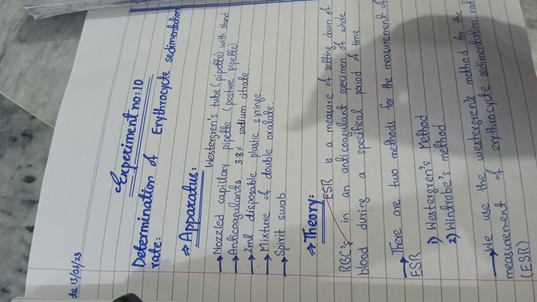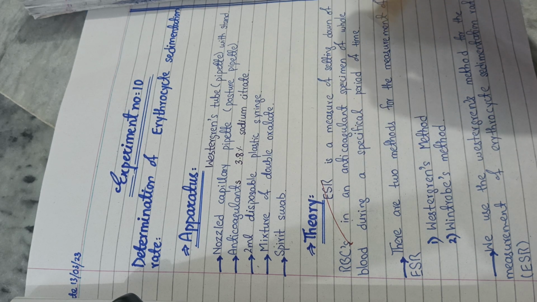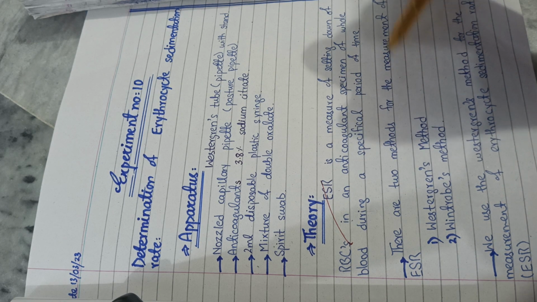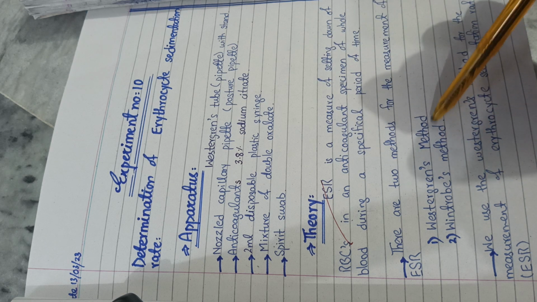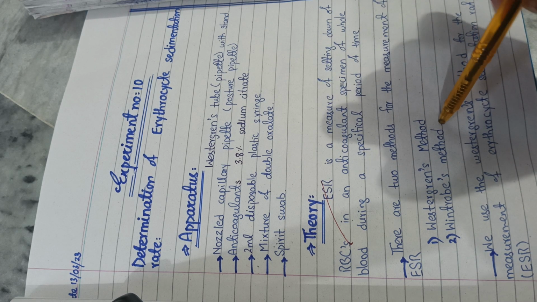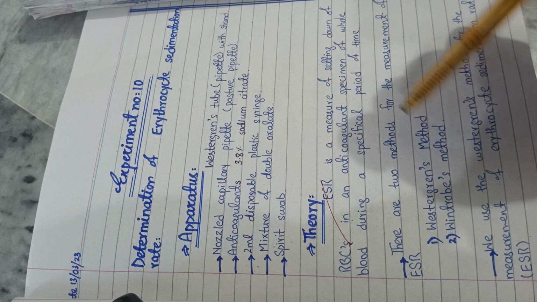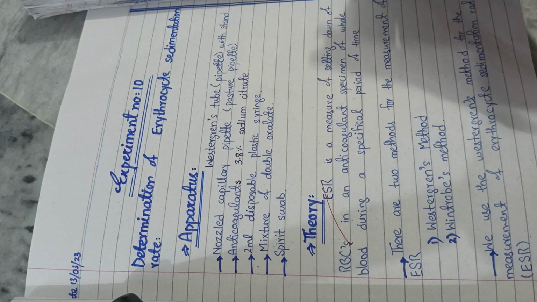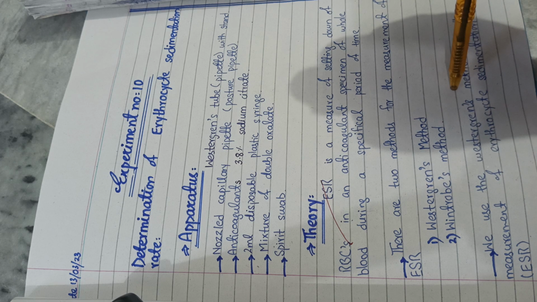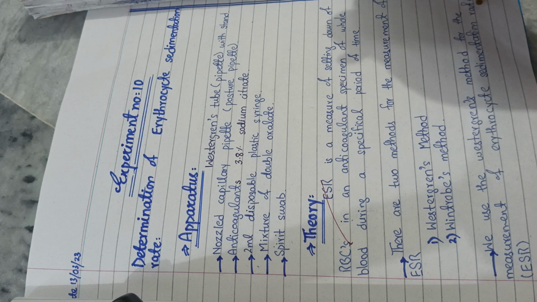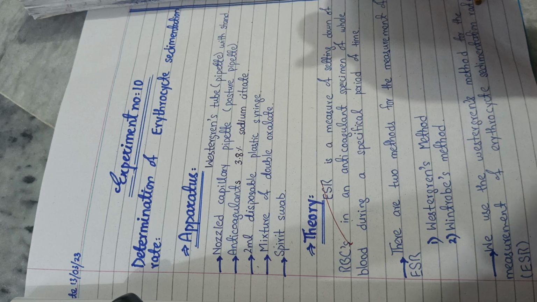So to prevent this coagulation, we use an anticoagulant in it. There are two methods to find out the ESR. The first method is the Westergren method, the second is the Wintrobe method. In this experiment we are going to discuss the Westergren method because we have a Westergren tube in our lab. So we use the Westergren method for the measurement of erythrocyte sedimentation rate.